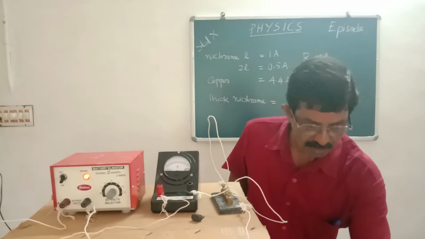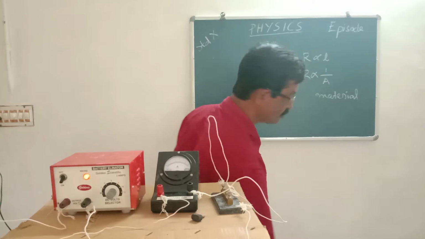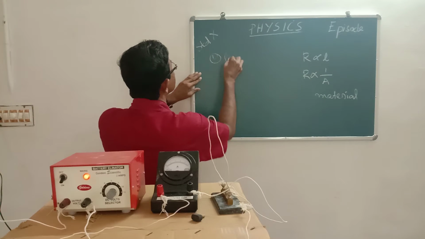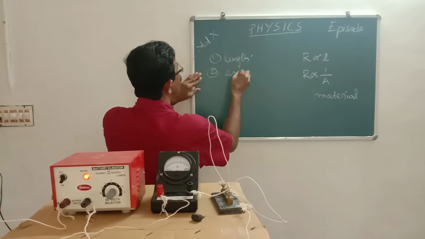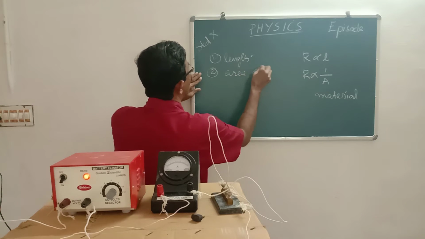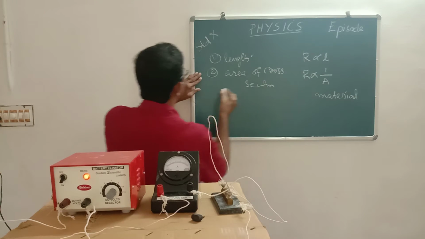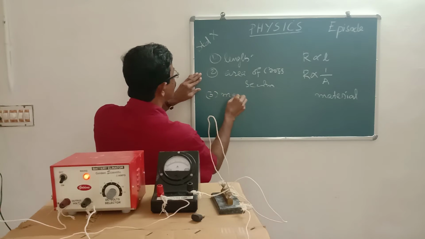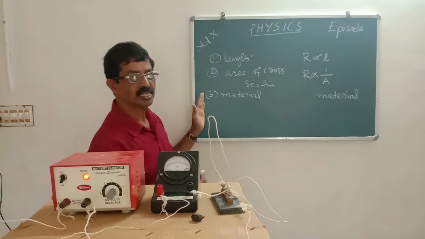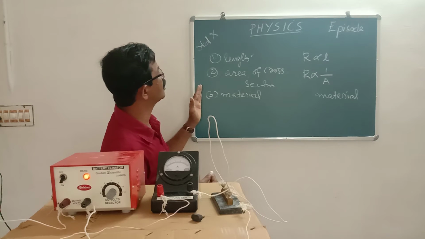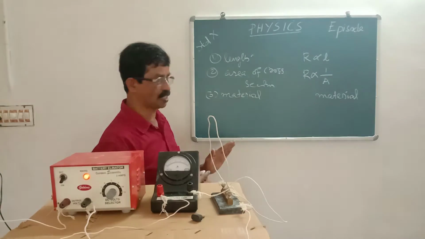Here you want to remember which are the factors that resistance depends on. Which are they? One, length. Two, area of cross section. And third one, material of the conductor. That means these are the three factors on which the resistance of a conductor depends at a constant temperature.